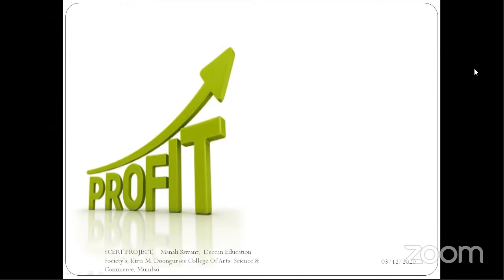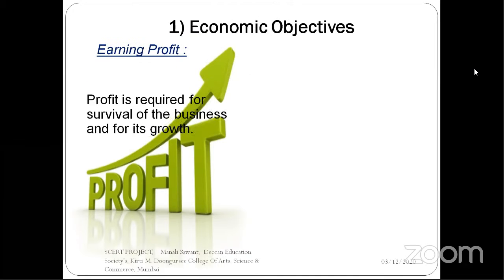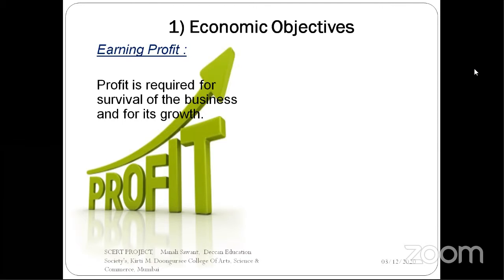As we know, economic objectives are related with money. So the first economic objective will be to earn profit. Profit is required for what? For survival of the business and its growth.